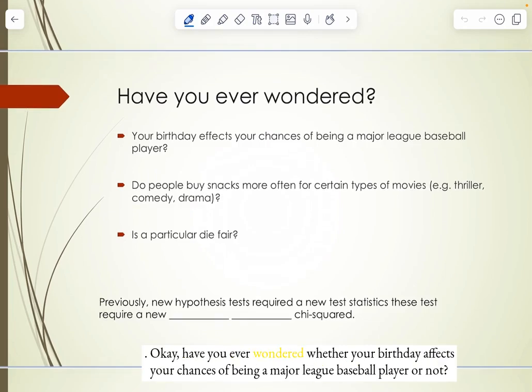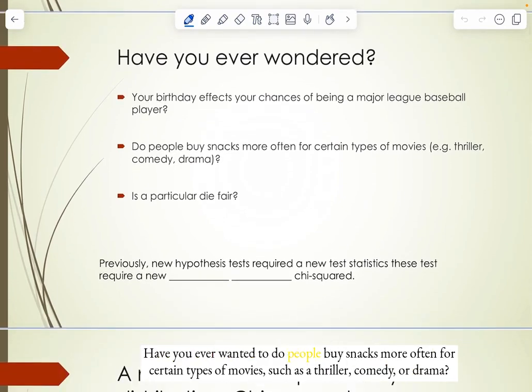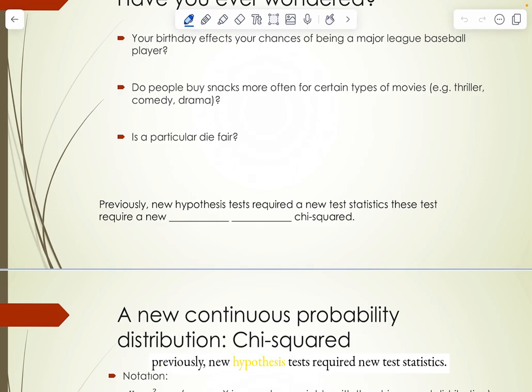Have you ever wondered whether your birthday affects your chances of being a Major League Baseball player or not? Do people buy snacks more often for certain types of movies, such as a thriller, comedy, or drama? Or is a particular die fair? How would you know? Previously, new hypothesis tests required new test statistics.